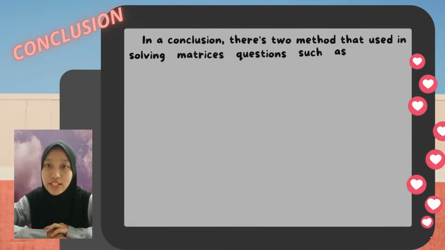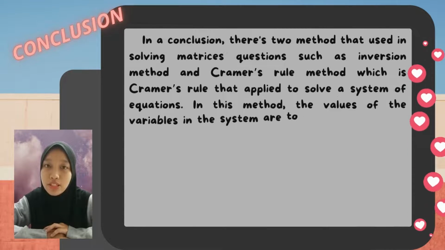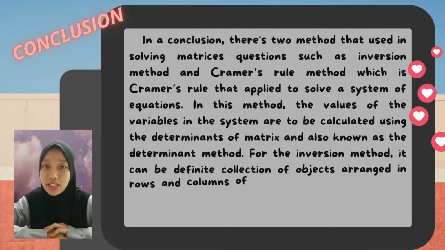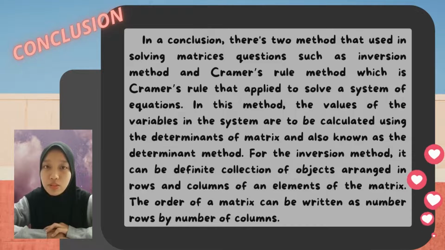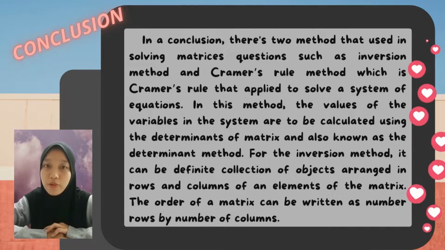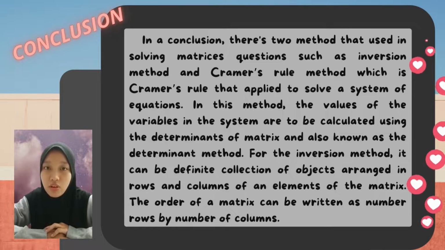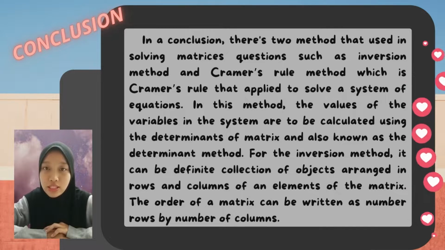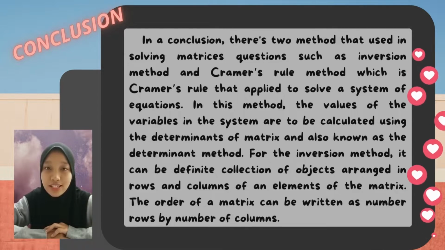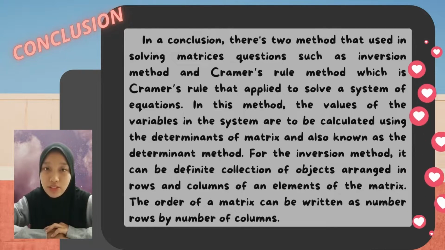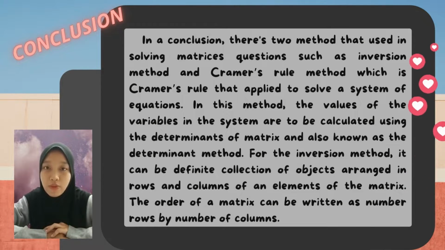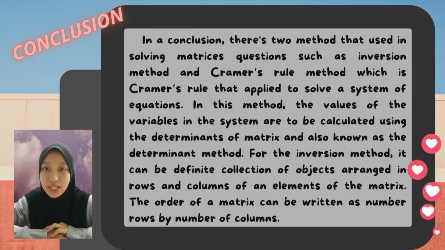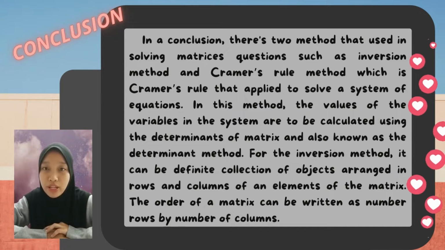In conclusion, there are two methods used in solving matrix equations, such as the inversion method and Cramer's rule method, which is Cramer's rule that applies to solve a system of equations. In this method, the value of the variable in the system is calculated using the determinant of a matrix, also known as the determinant method. For the inversion method, a matrix can be defined as a collection of objects arranged in rows and columns of an element of the matrix. The order of a matrix can be written as number of rows by number of columns.